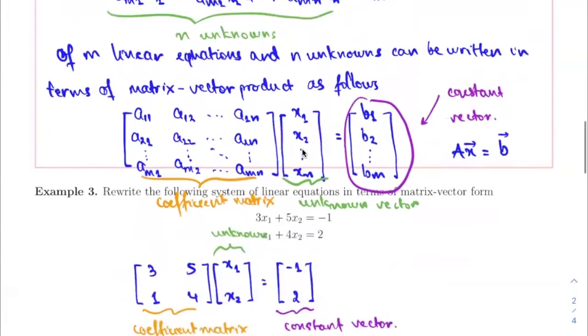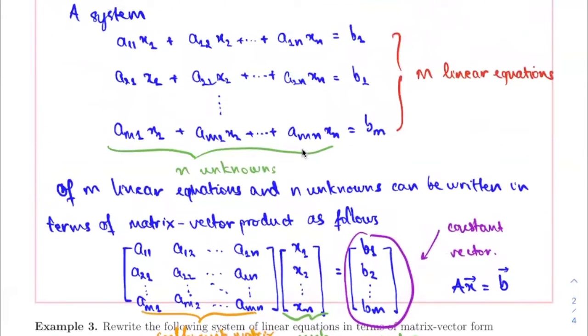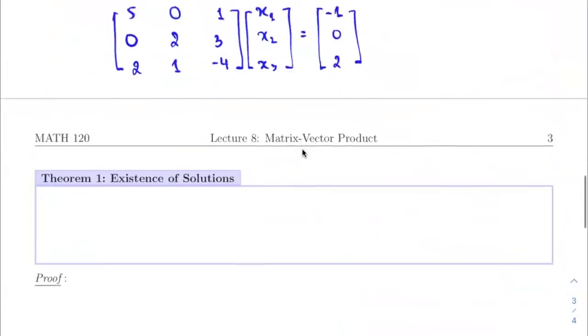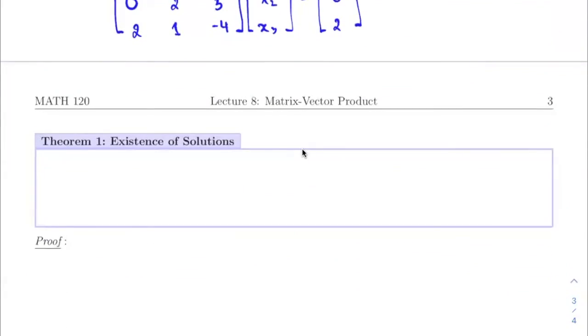Again, we see that a system of linear equations can be written in terms of the matrix vector form. And from here, you have a very important theorem: the system in matrix vector form is consistent, meaning there exist solutions, if and only if the vector B, or the constant vector, is a linear combination of the column vectors of A. This theorem is called the existence of solutions of the system. Again, the system is written in terms of the matrix vector form.